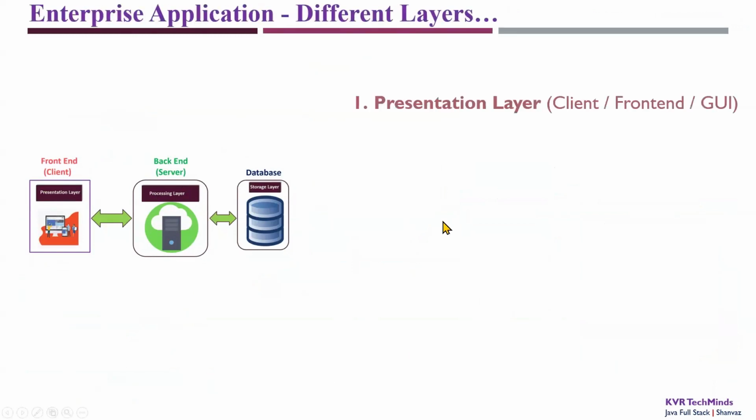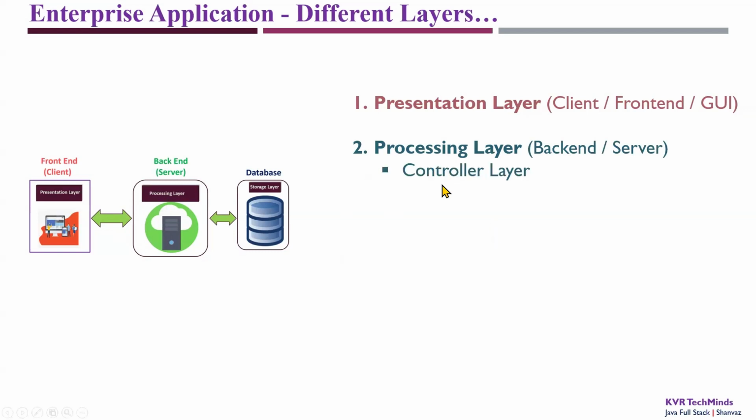If you see the presentation layer, that is this one, it talks about look and feel, and you have the processing layer. The processing layer is further divided into a couple more layers. Number one is the controller layer. The responsibility of the controller layer is, whenever somebody sends a request, somebody has to be present here to take and accept the request. So who is that person? That person is the controller layer.